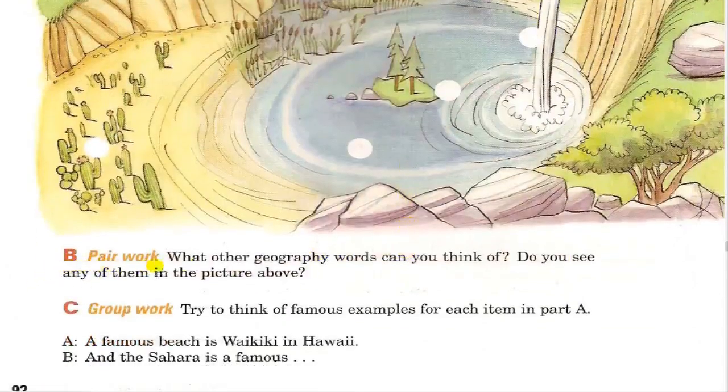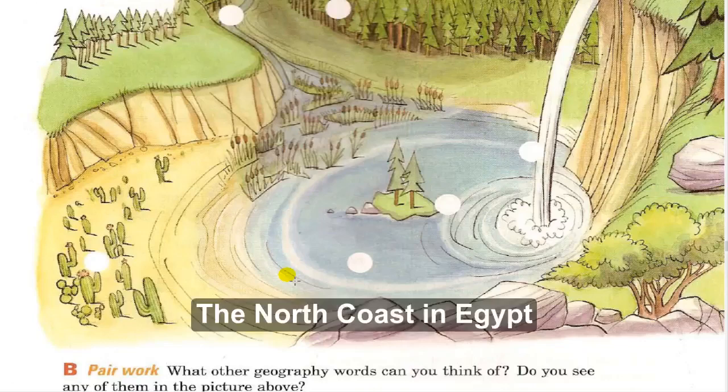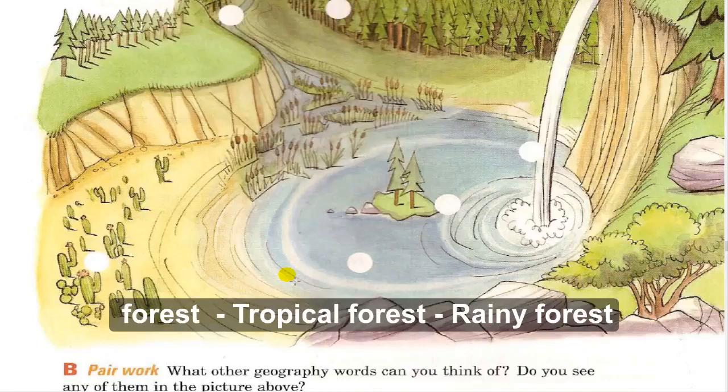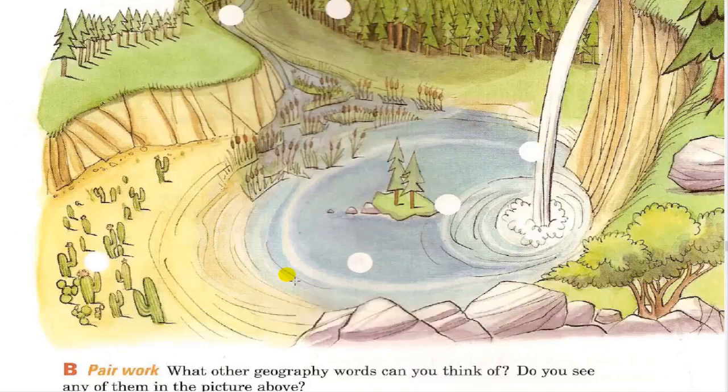Number B. Pair work. What other geography words can you think of? Do you see any of them in the picture? We have different geography words, such as coast, the north coast, forest, tropical forest, rainy forest, the Suez Canal. Sea, the Red Sea. Oasis, canyon. A canyon is like a valley, but a valley is bigger and a canyon is smaller.